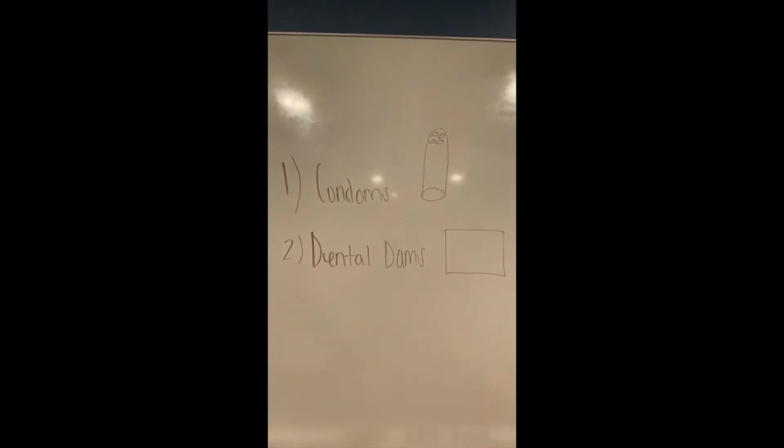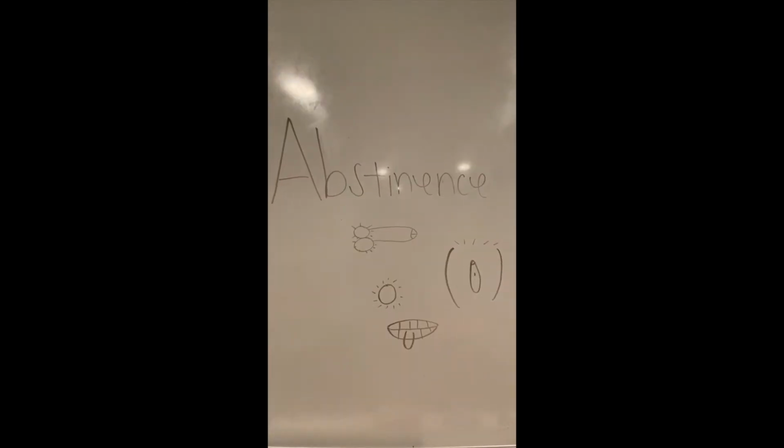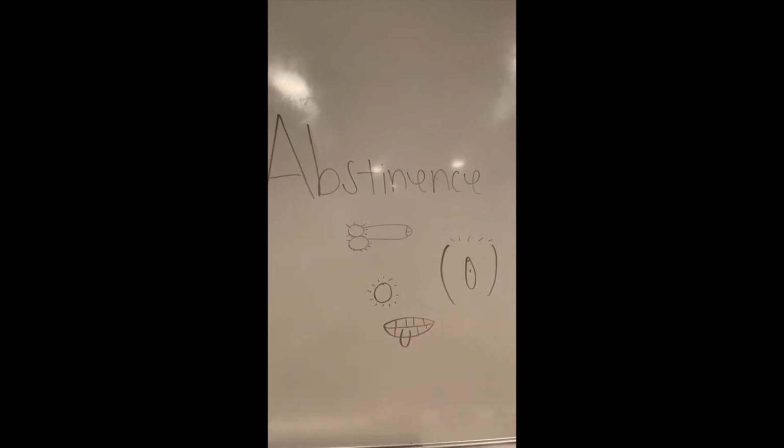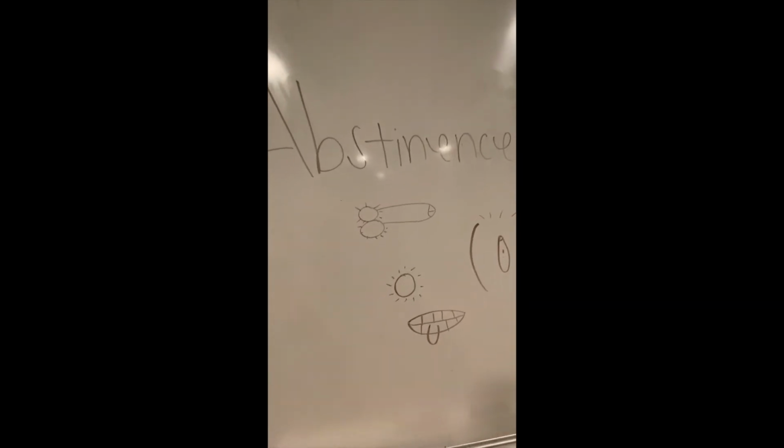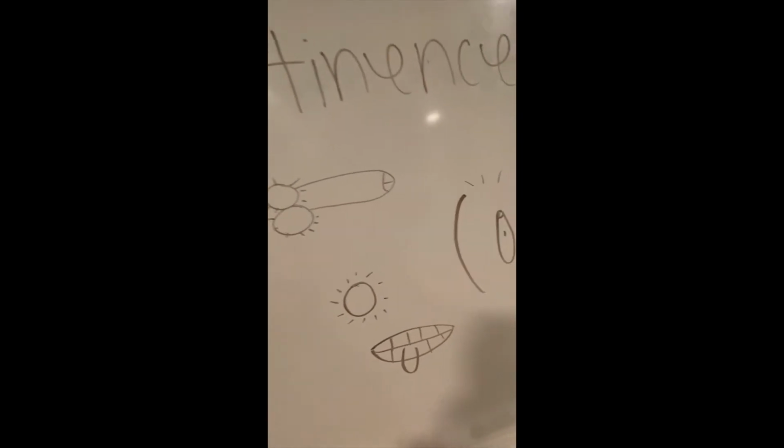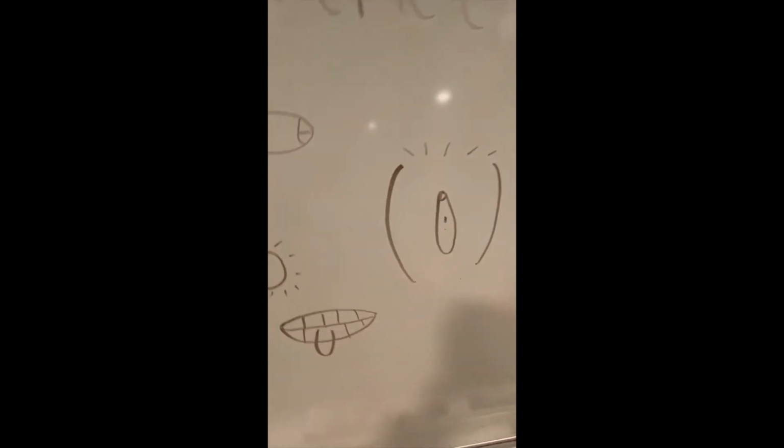Two, of course, would be dental dams. Dental dams are used during oral sex. Three, you guessed it, abstinence. Whether that be abstaining from vaginal, anal, or oral sex. It is up to you and what you define abstinence as.